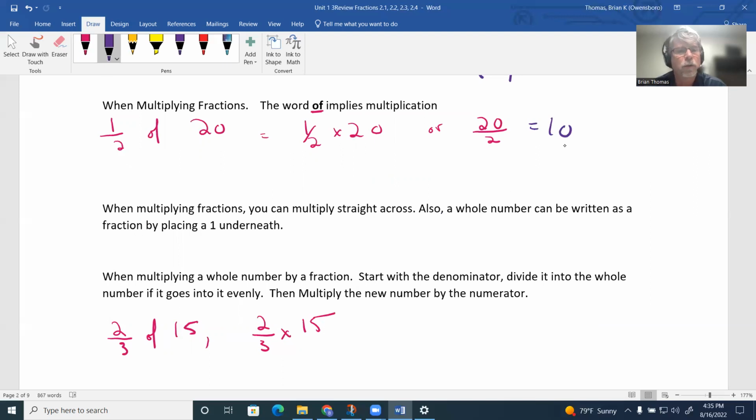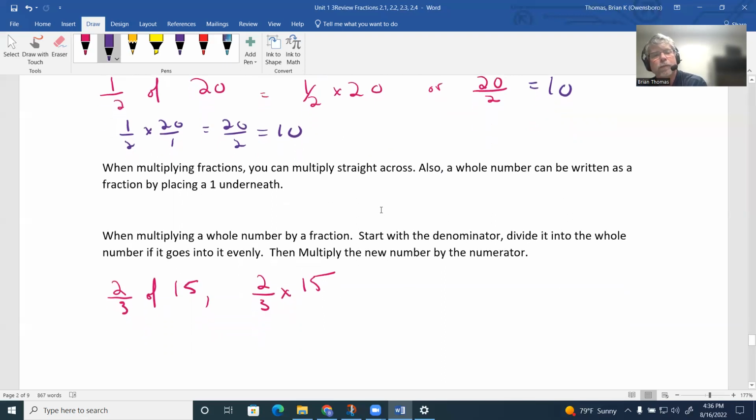So when you multiply a fraction times a whole number, there's actually an easy little pattern here that we pick up on. So there's a couple things that I'm talking about here as well. When multiplying fractions, you can multiply straight across. Also, a whole number can be written as a fraction by pasting a 1 underneath. So another way we could be talking about this is if I have 1/2, if I want to multiply it by 20, I could put this as 20 over 1. So what we can do now is write this as 20 over 2, and then reduce it back down to 10. So we can multiply straight across in that sense as well.